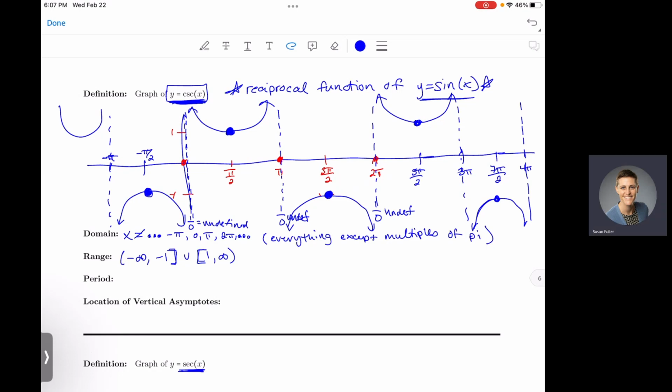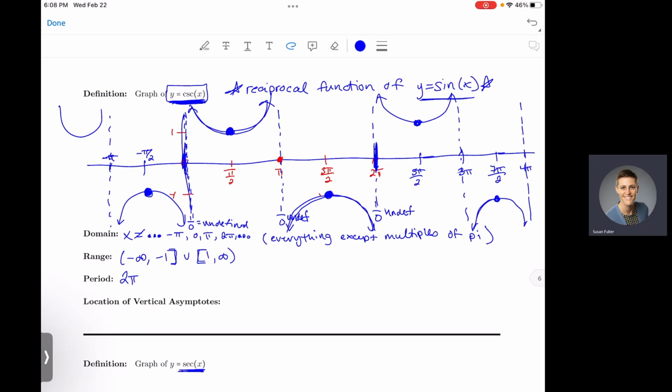All right, the period. What's the period of this function? How long does it take to repeat itself? Well, let's see. This starts at 0, and then we go up, and then we go down. Oh, here, now we start going up again. So from start to finish, our period here is 2 pi. It has the same period as the sine function.